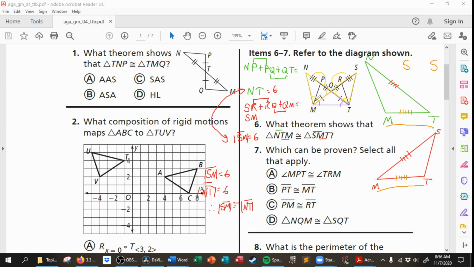And now I can say angle M is congruent to angle T by the angle addition postulate, right? Because what's in yellow plus what's in purple is going to be equal to what's in yellow plus what's in purple here. And I now know that angle M and angle T are congruent.